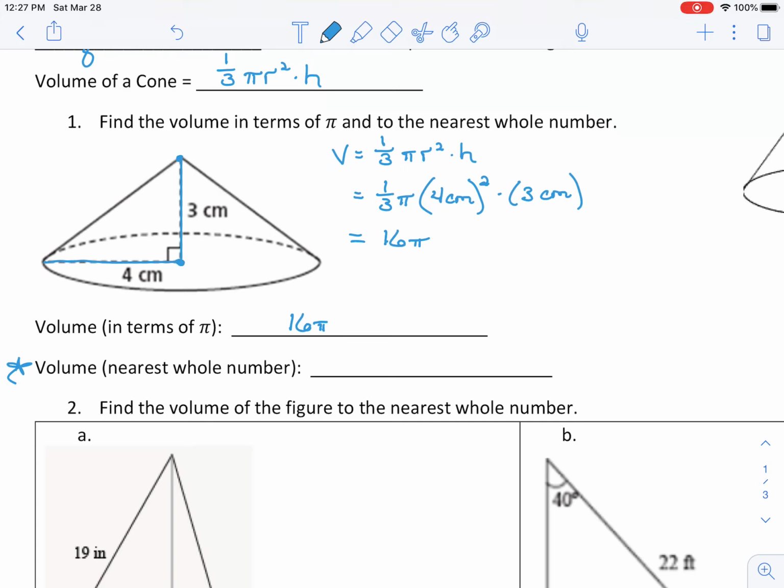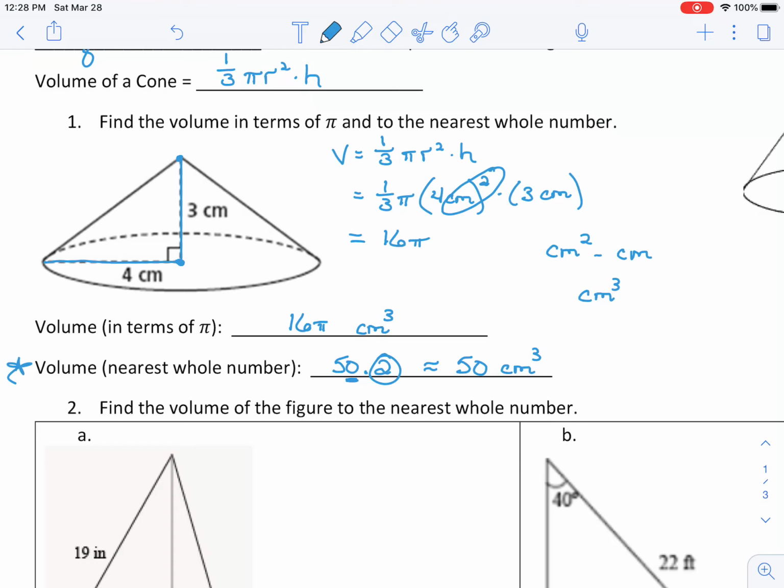To the nearest whole number, this is when I let my calculator know pi was in there, and it was 50.2 and so on. Since I want a whole number, this 2 doesn't make it round up, it makes it stay the same. This would be about 50. This is still volume. You can see up here I have centimeters being squared. If you think back to your exponent rules, centimeters squared times the centimeters would be centimeters cubed. That's part of the reason volume always has cubic units, because they're 3-dimensional shapes.